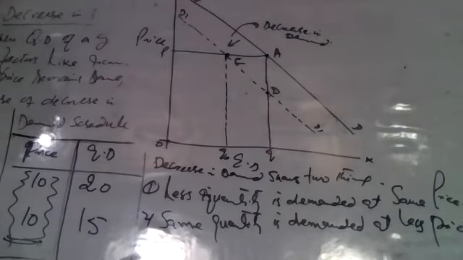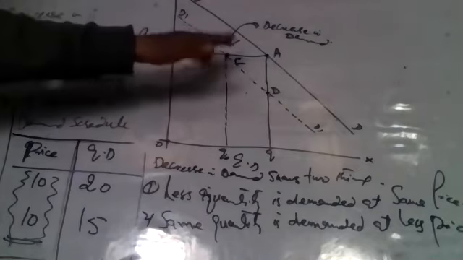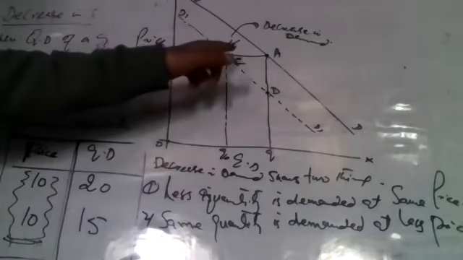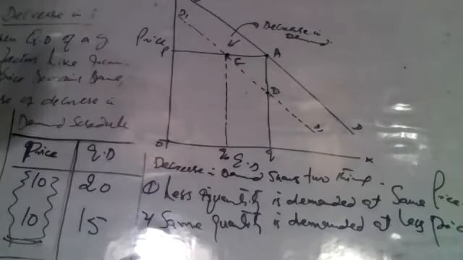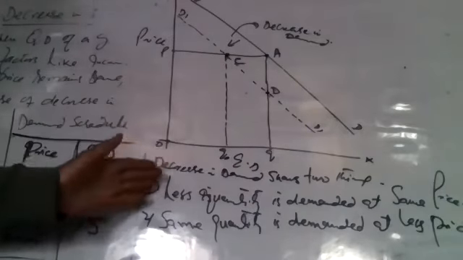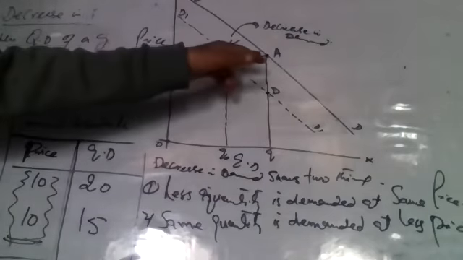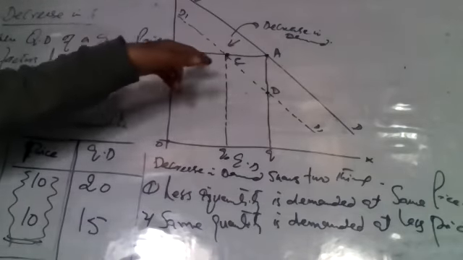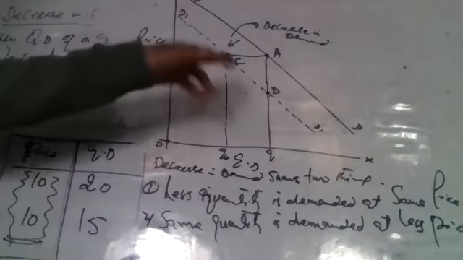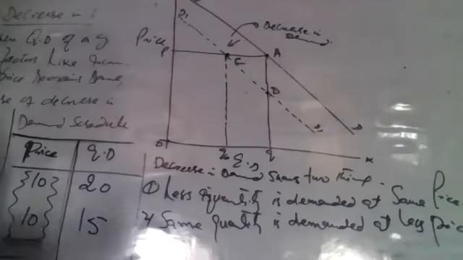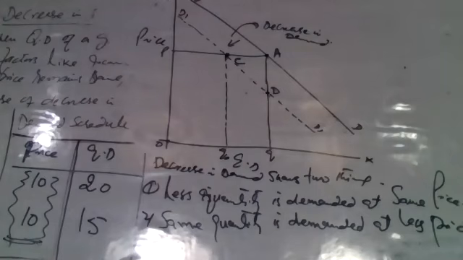And from the diagram, we have a demand curve DD, and we are at point A, where OQ is demanded at OP price. Suddenly, there is a decrease in demand from OQ to OQ0, and we move to point C from point A on another demand curve D1D1. So shift of demand curve from DD to D1D1 shows decrease in demand.